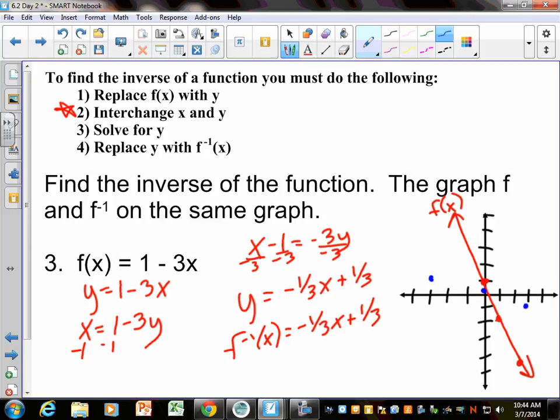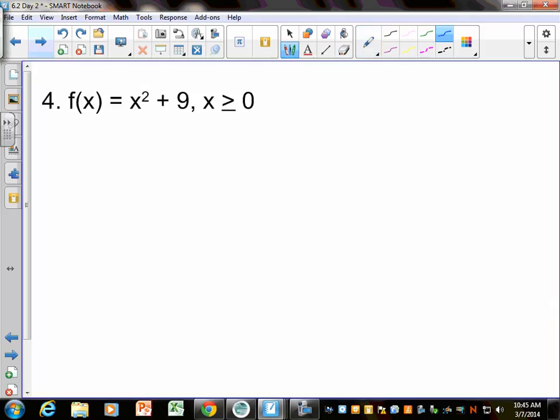Does that work? No? Yes? Maybe? And here's not so bad, right? Maybe, hopefully. Let's do one that's not linear. You're okay with that. Stop me if I'm going too fast.